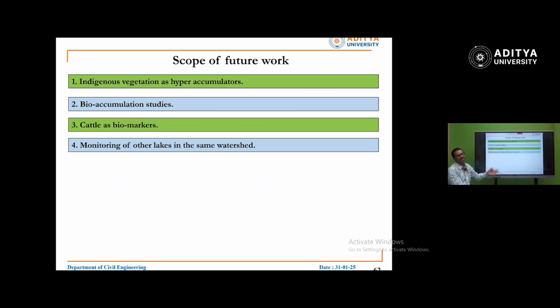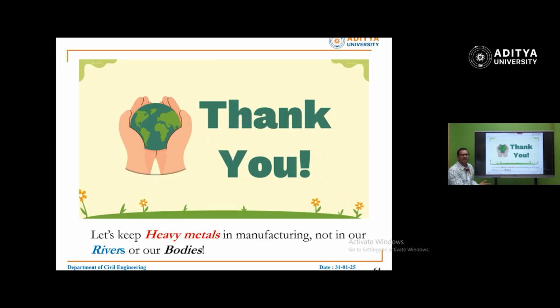Then monitoring of other lakes in the same watershed, as we have discussed already, almost 140 hectares of water bodies are there in the same industrial area, which are undergoing the same treatment. That means they are continuously getting disturbed by anthropogenic activities. So this is the outreach of our plantation activity.